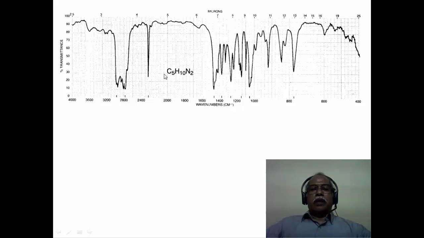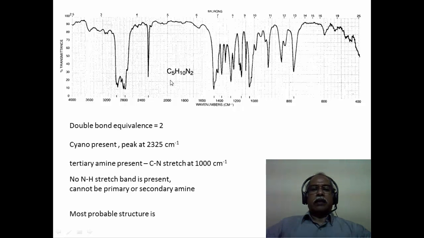Here is a problem. The molecular formula is given. From the molecular formula you can tell this molecule has a degree of unsaturation of 2, and we are asking what the name of the compound is. The double bond equivalence is 2. There is a cyano peak present here. Because there is a nitrogen present, you will look for amine or the cyano. Cyano is definitely here because it is coming around 2325 inverse centimeter. So that corresponds to the cyano functional group. So one of the nitrogens is a cyano functional group.